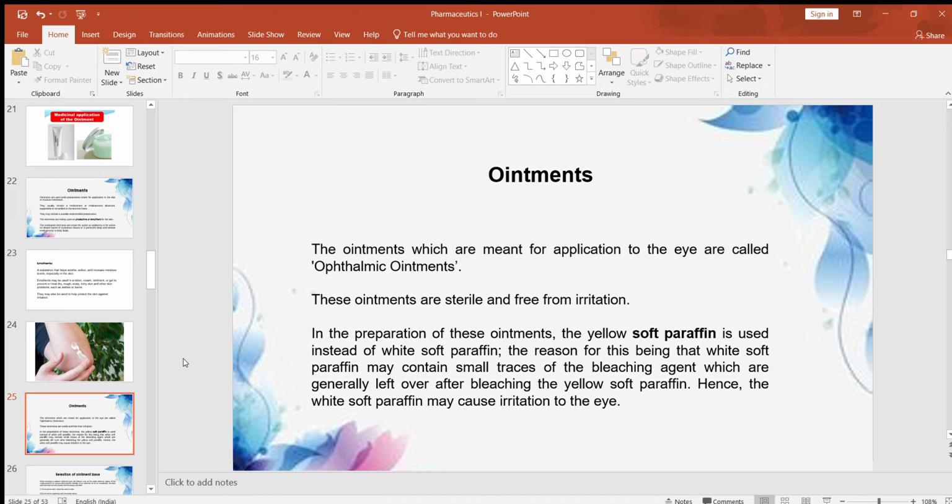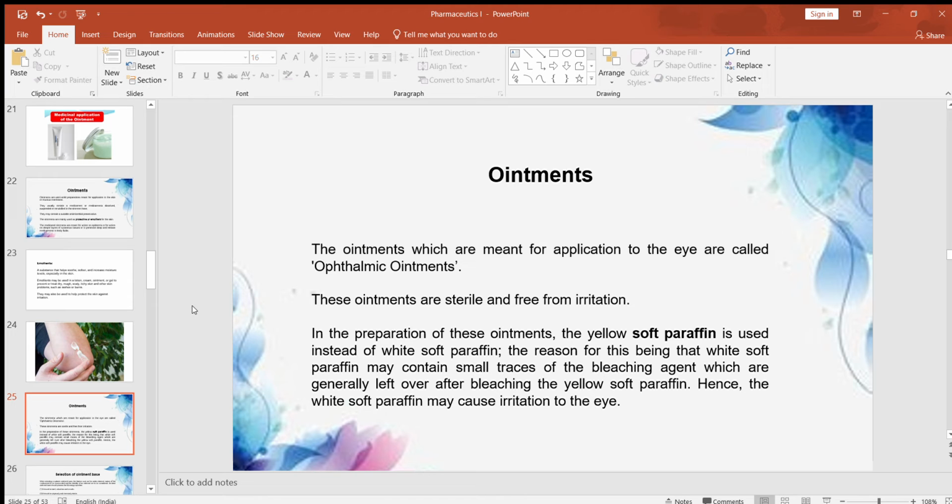Which paraffin? Yes. So this is the example you have to remember. This is a case study: for ophthalmic ointment we should use only yellow soft paraffin. For other ointments which are applied on the surface of skin, we can go for white soft paraffin. Even if it contains traces of bleaching agent, this is not going to irritate the surface of skin, but it can irritate the mucosa of eyes. So we need to be careful and we have to select yellow soft paraffin.